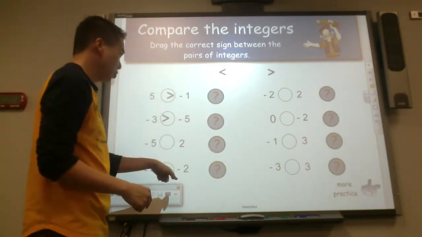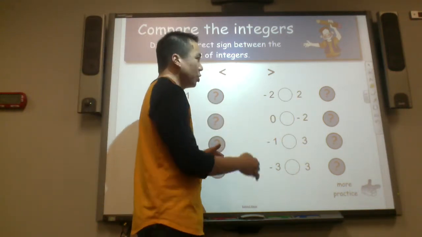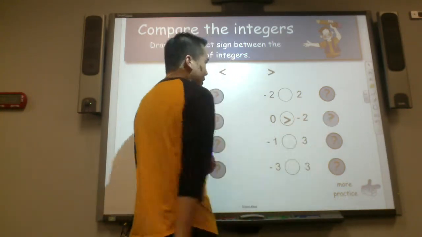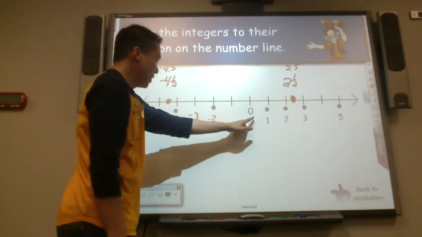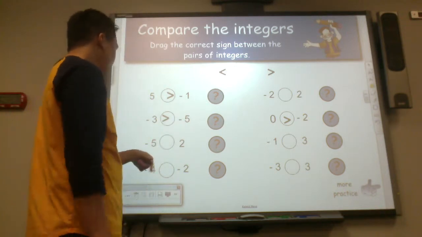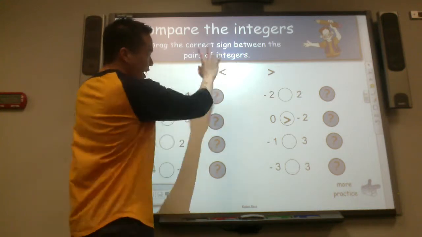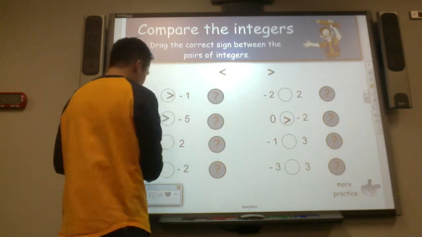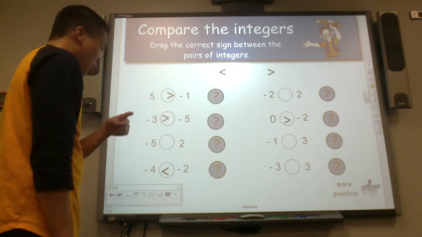Let's go to this one. Which one's greater, 0 or negative 2? Who is to the right? 0 is. So 0 is greater than negative 2. And let's go back. 0 is to the right of negative 2. Next one, let's try our last one. Negative 4 and negative 2. Negative 4 is more here. Negative 2 is here. I'm visualizing it. So negative 4 is less than negative 2.